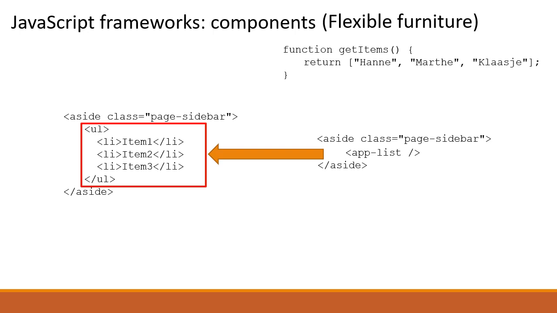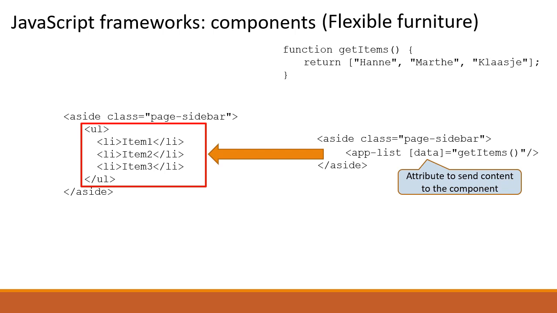Let's say we have a JavaScript function, getItems, and this function returns an array with 3 names. We want to use this information in the component, so we have to make our component more flexible, and we do that by adding attributes to our app list. In this case, the attribute is called data. You can give it any name you like, and maybe a bit special compared to the HTML attributes is that we use square brackets around the attribute name, but that's just for Angular.